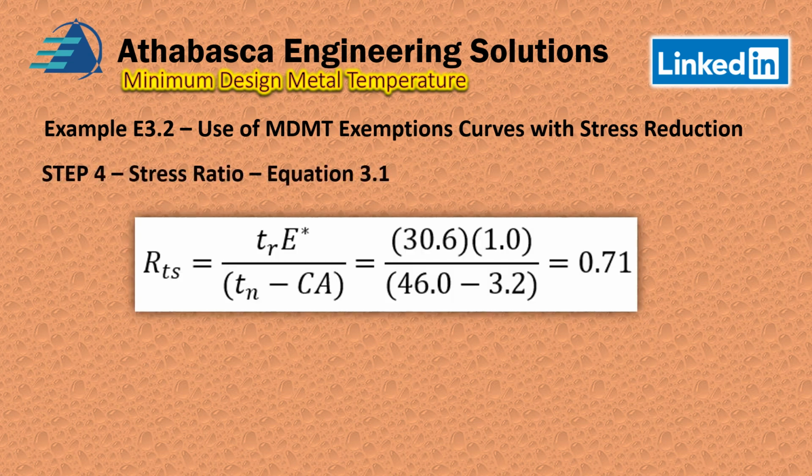So we're going to continue to calculate the value, and we put all of the variables together. Our efficiency is 1.0 for our joint. We just calculated the TR thickness, and we know the thickness of the material, 46 millimeters. Subtract the corrosion allowance, we get a ratio of 0.71. So the part's fairly well stressed. It's 71% stressed, so there is a little bit of room to derate or to lower the MDMT, which we'll do in the next step.